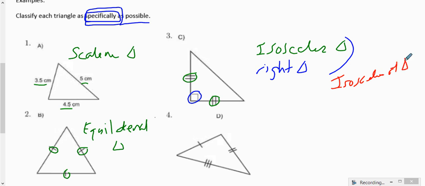And that is expected to be given. If we have one of the other two, it's not specific enough. So make sure, if you notice different characteristics like that, that you put them together. And our last one, we have by notation all three different sides. So again, scalene.